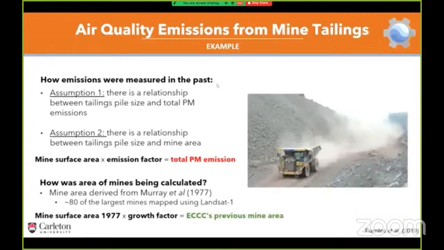Here's a couple examples of emissions that we need to improve. And one of them was mine tailings. So mine tailings, this is the stuff that comes out of a mine that's not being produced and not turned into ore. It could be in a pile, or it could also be in a pond. And so there were a couple assumptions being used in how we got this estimate of total particulate matter emission. And the first was that the bigger the pile, the more emissions. So if you have a tailings pile and it's really large, you'll have more particulate matter emissions than a small pile. But there's also a relationship between the size of the pile and the mine area.